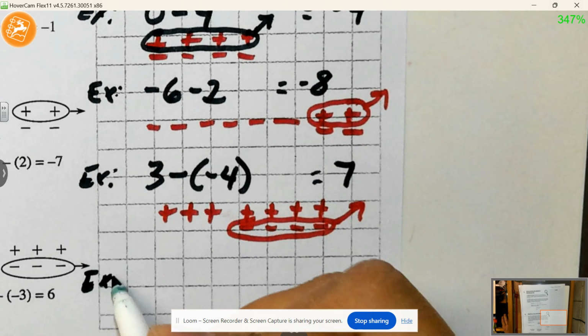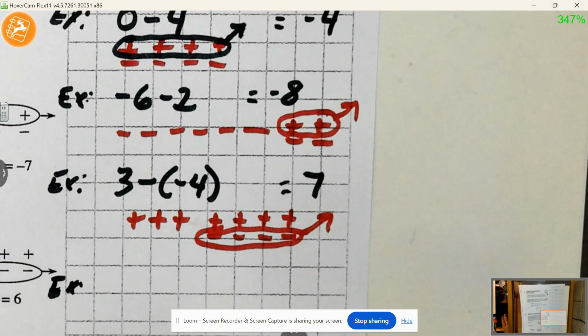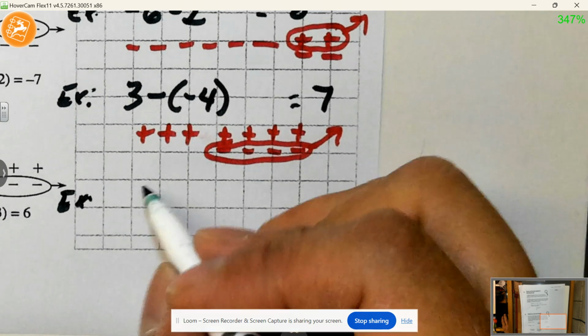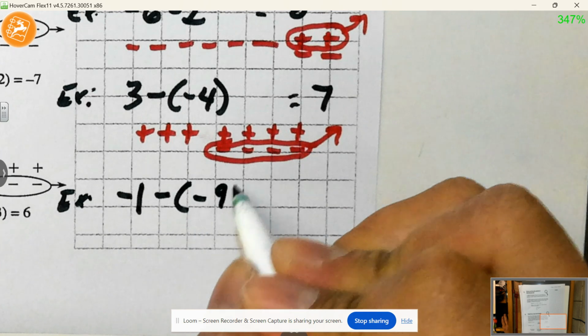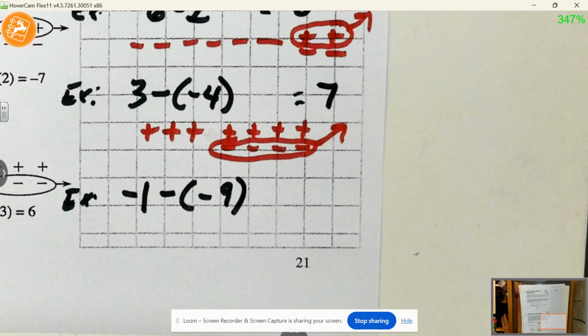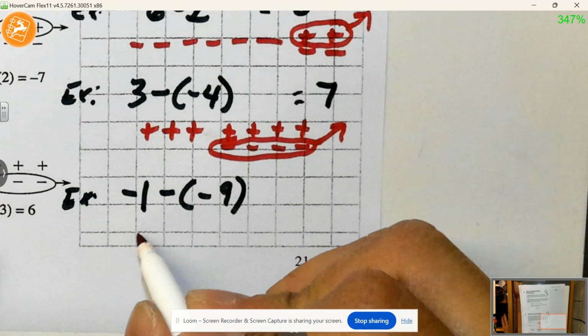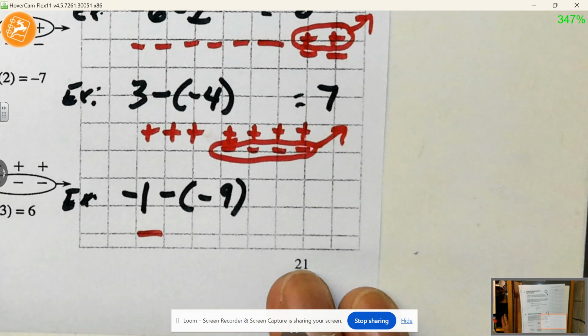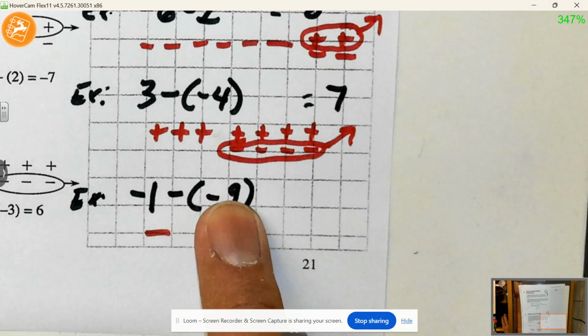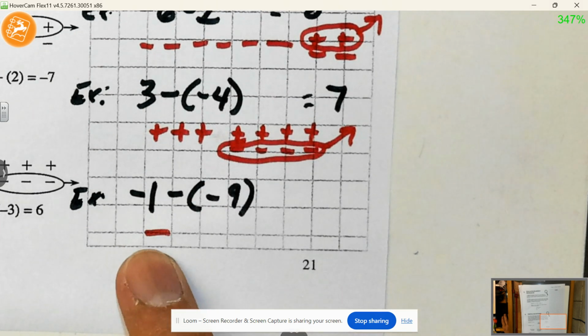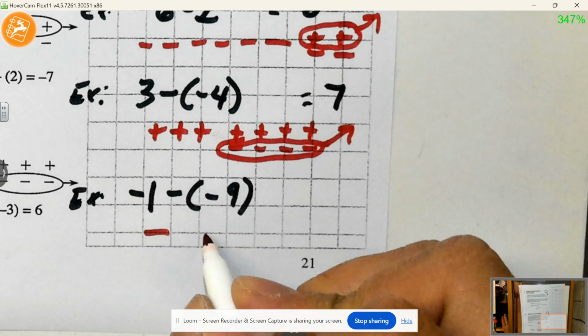And here's the next example. We have negative 1 minus negative 9. Okay, here's what we should have. Starting with negative 1, we're taking away 9 negatives. How many 0 pairs do we need? The answer is, if we're taking away 9 negatives, we already have 1. So we only need 8 0 pairs.